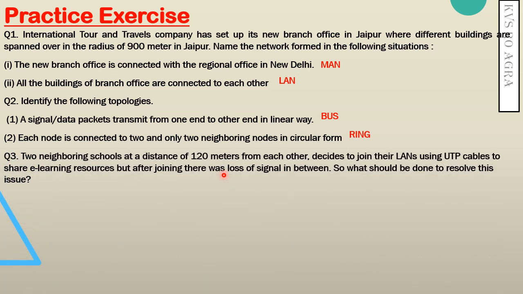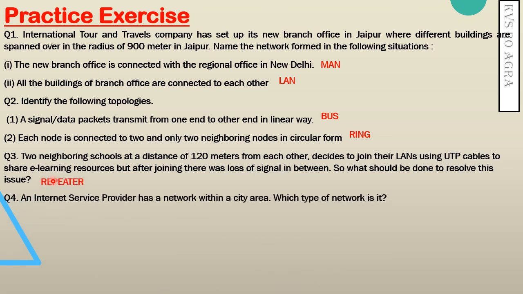The third question: there are two schools at a distance of 120 meters. They both have LANs and both want to connect their LANs using UTP cables to share e-learning resources. But after joining there was loss of signal in between. So what should be done to resolve this issue? Which device do we need to install between the two schools? That is a repeater.